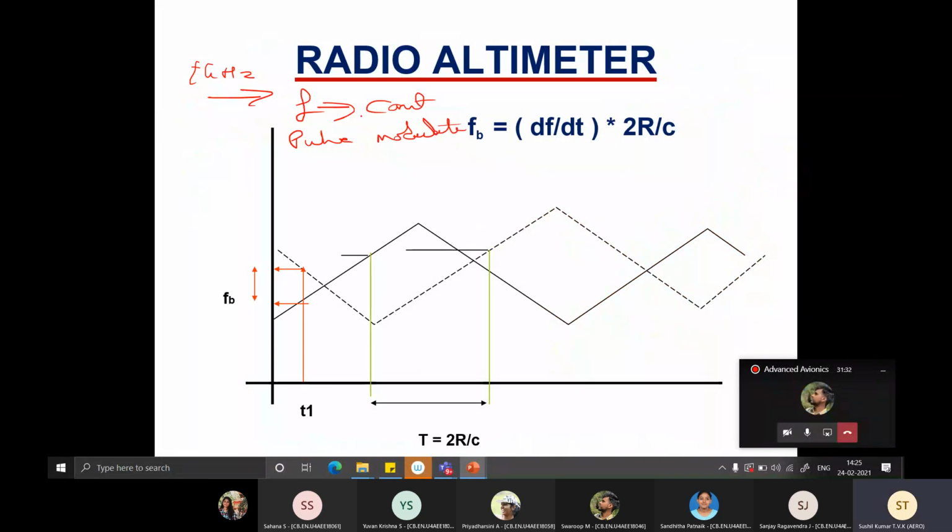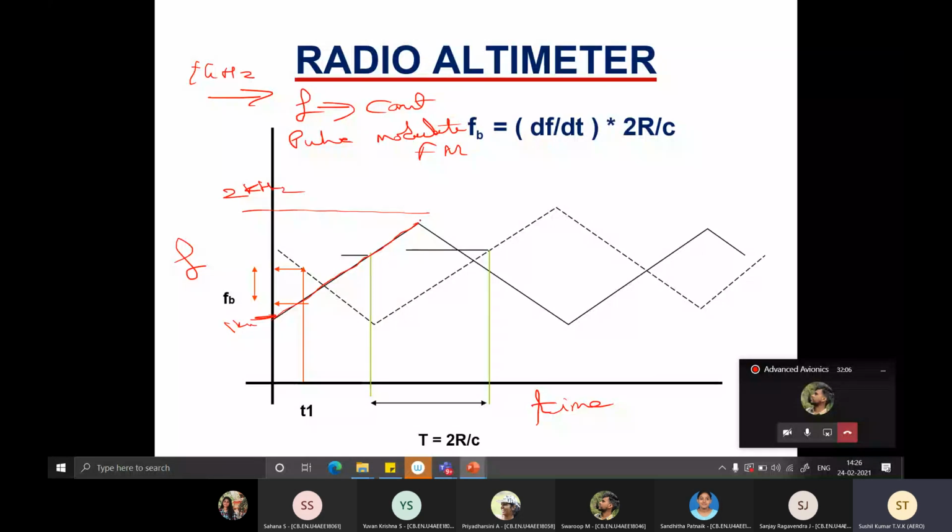Whereas in a radio altimeter, you are going to frequency modulate it. That's why the term FM. So let's say this is time and this is frequency. This solid line is the transmitted wave in which you increase the frequency, let us say from 1 kilohertz to 2 kilohertz. So with time, you increase the frequency.